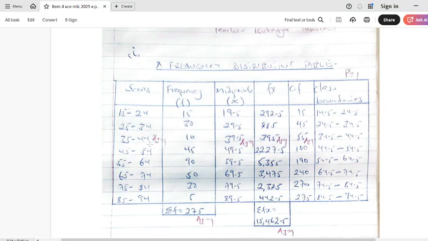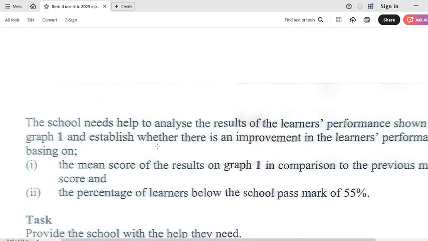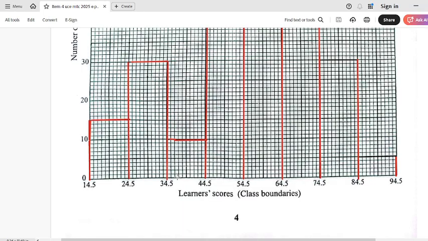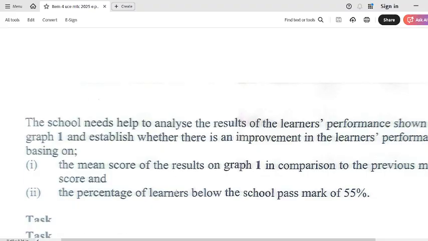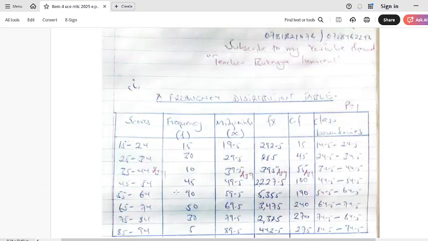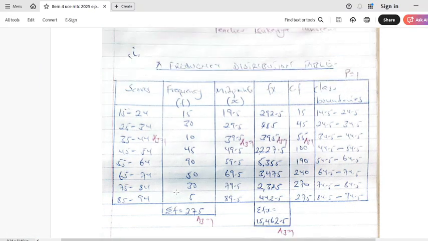Come to 35 to 44. 35 to 44 is here. Look at this class also. Read the frequency there, which is 10. So I think from there you can go furthermore and find out the frequencies for other classes.